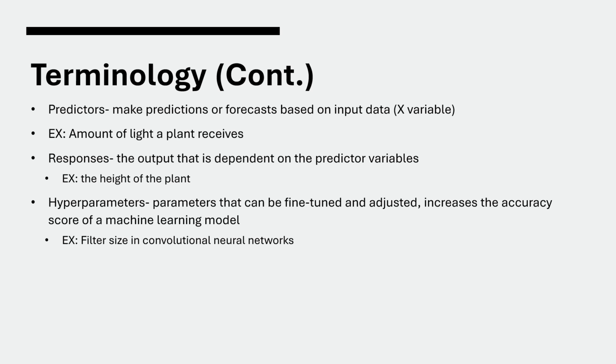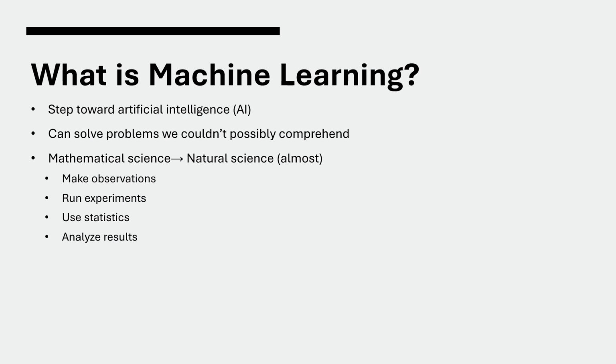Machine learning is a step towards AI, or artificial intelligence. It can solve problems we wouldn't possibly be able to comprehend mentally, and so computers are a great way to tackle that issue. It's almost more like a natural science than a mathematical science, since we make observations, we run experiments, we use statistics, and we analyze those results.